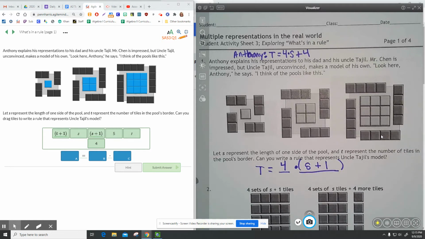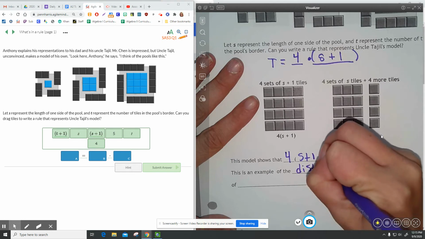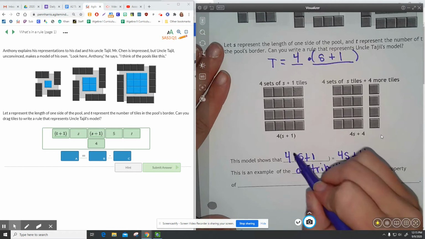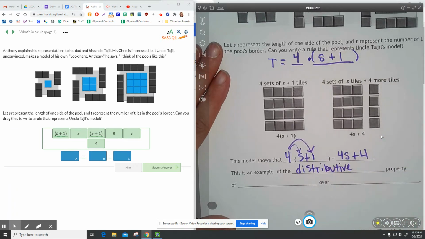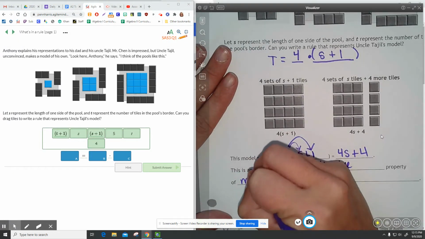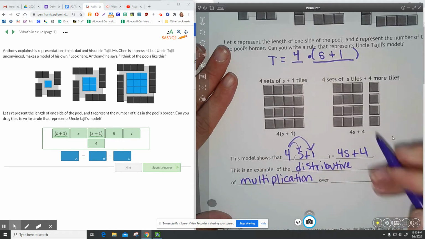With this, guys, you may remember this, but this is an example of the distributive property. Whoops, you guys can't see that. Distributive. In which we distribute, meaning multiply the outside number into the inside. This distributive property of multiplication, and we took it over the addition.